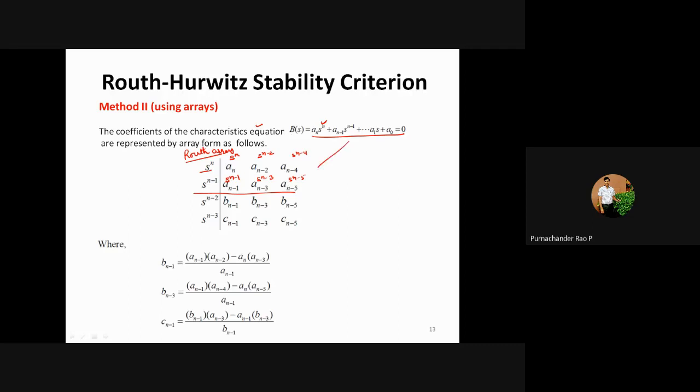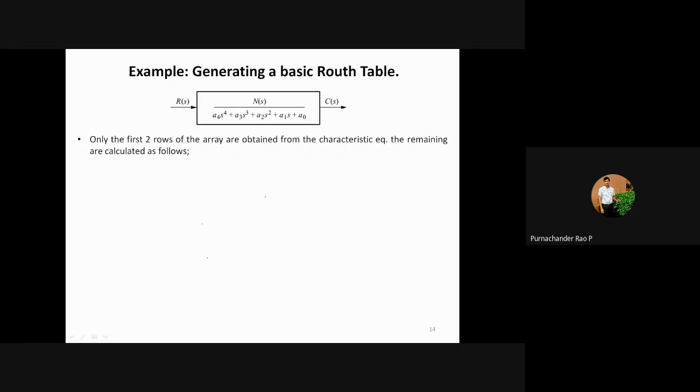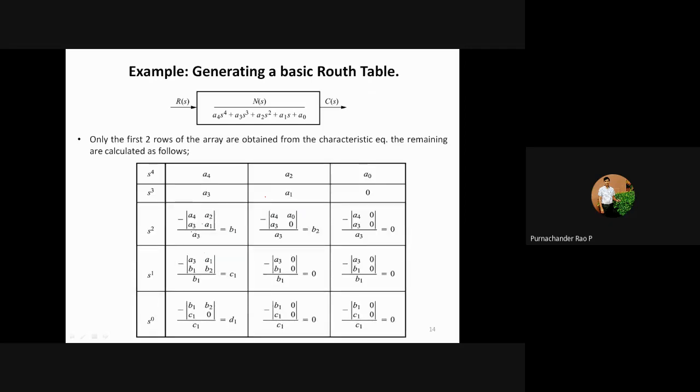So here these values should be represented with the first two rows. Okay, and after that we need to calculate bn minus 1, bn minus 3, bn minus 5, cn minus 1, cn minus 3, cn minus 5, like that. These values should be estimated. So I will give you the problem here directly so that you can easily find out. Okay, so first of all I will take the s power 4.